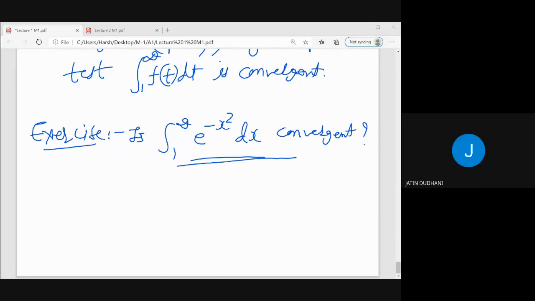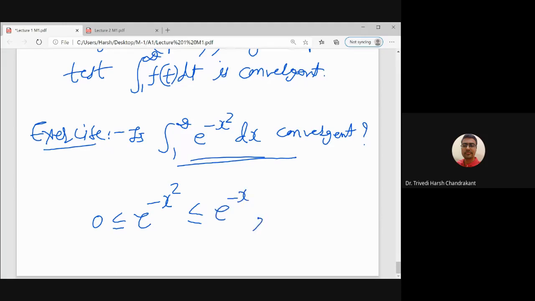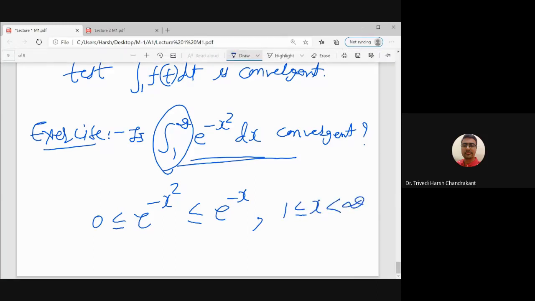Convergent. So how do we conclude that it converges? By comparing, it is less than e to the power minus x. This function is dominated. First of all, this function is non-negative, and it is dominated by e power minus x for all the numbers of the given interval, for 1 less than or equal to x less than infinity, right?